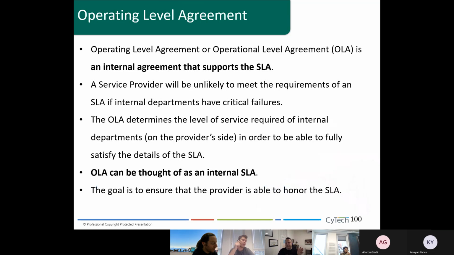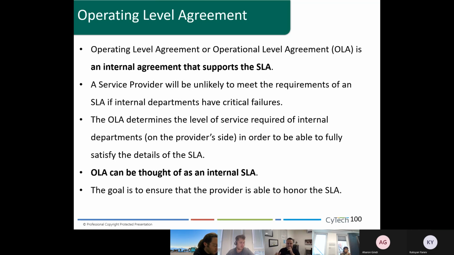The other side of it is OLA. OLA stands for Operating Level Agreement, or Operational Level Agreement. OLA is the same thing as SLA, but internally, inside the organization. So an agreement between the IT department and the CISO office. Okay, they have an OLA agreement.